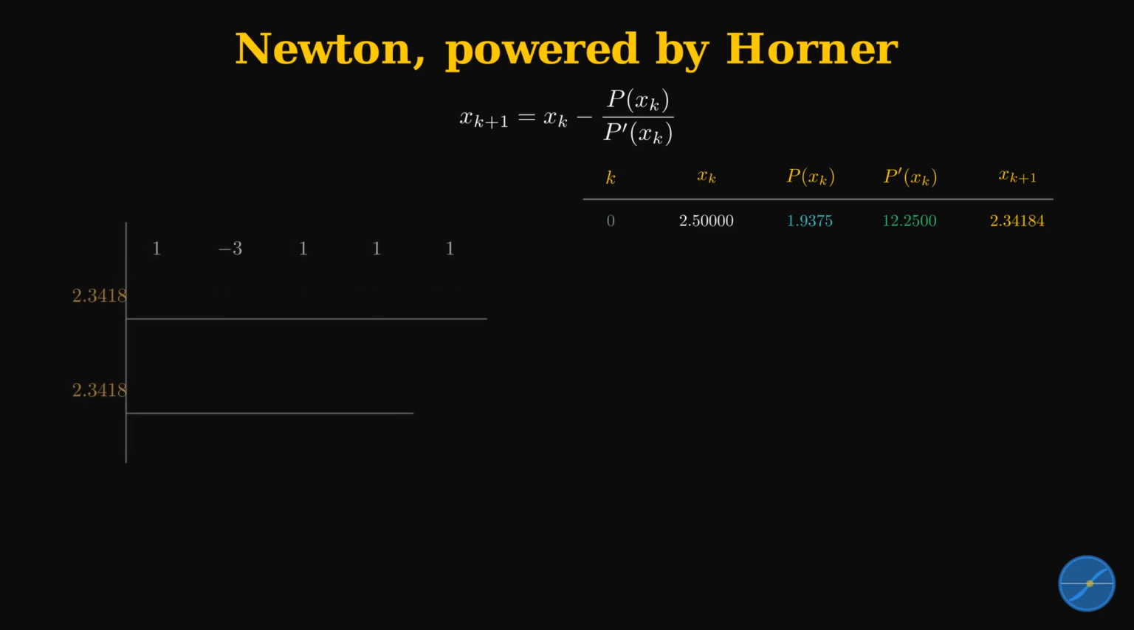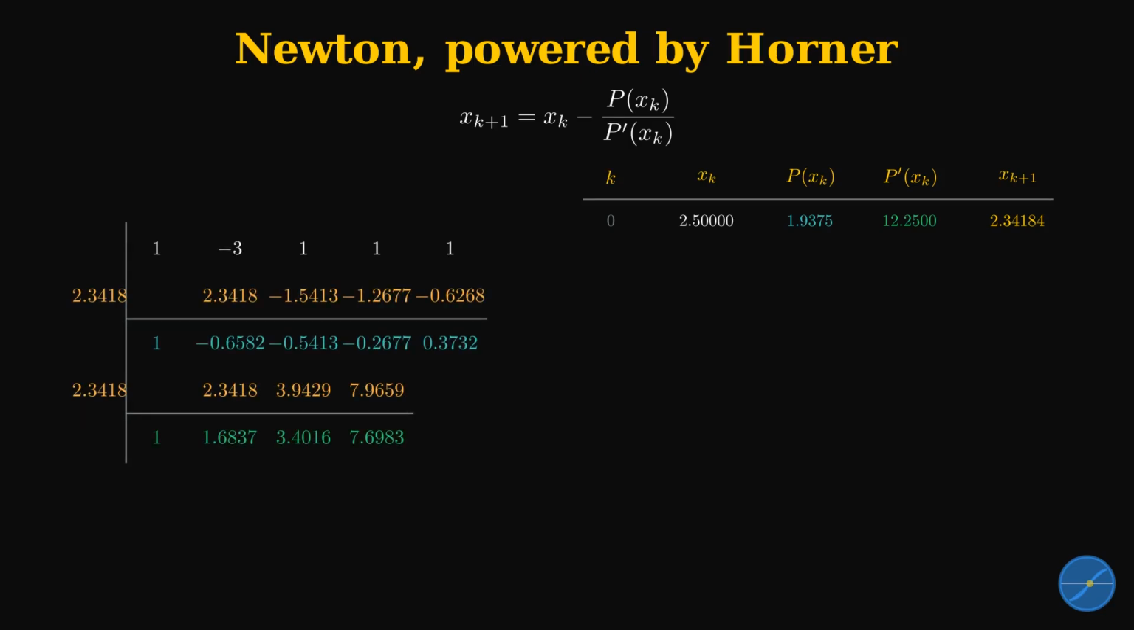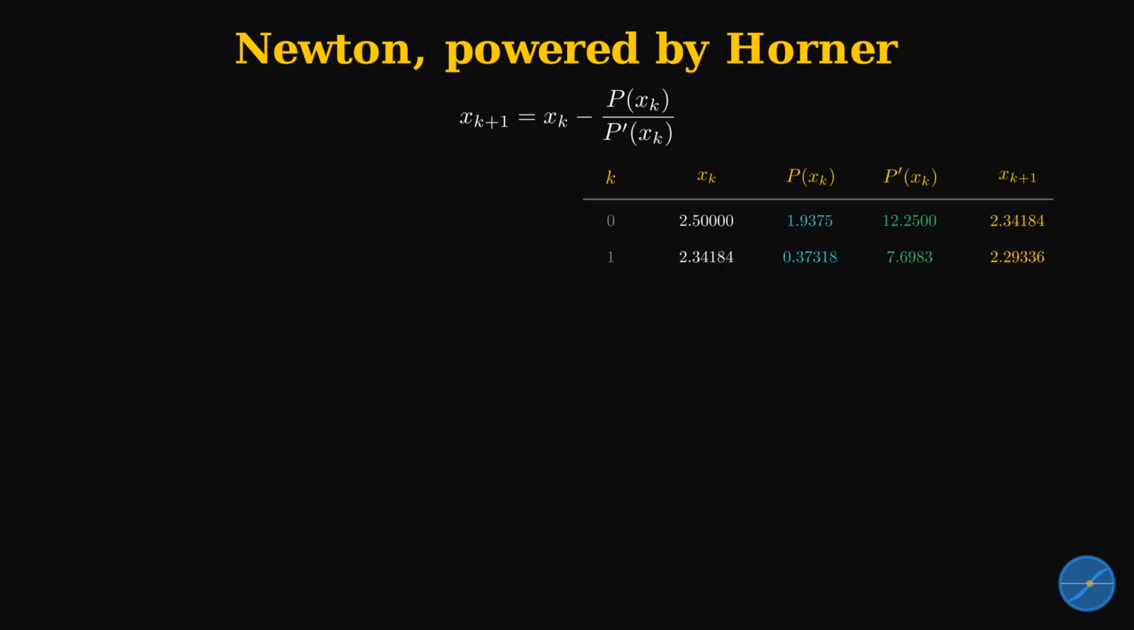Second iteration, same table, now at 2.34184. I'll fill it in at once. The two remainders give p about 0.37 and p prime about 7.7. Newton again. 2.34184 minus 0.37318 over 7.69828 is 2.29336, row 2. From here it's just more of the same, so let the table do the talking.